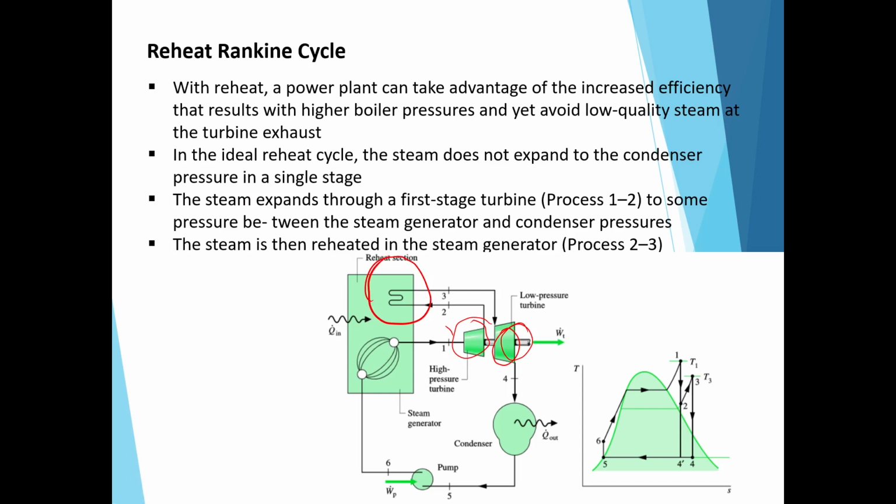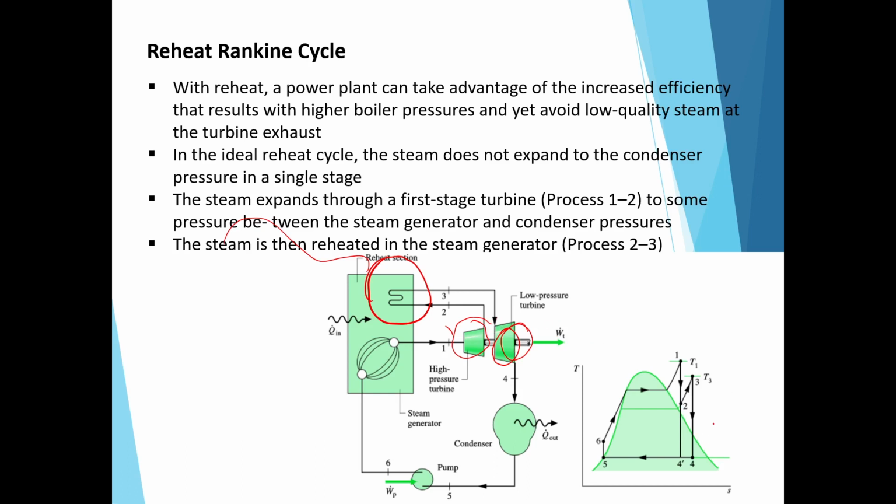So why we are doing this is, the power plant can increase their efficiency by reheating. That's why we are doing this reheating. So with reheat, a power plant can take advantage of the increased efficiency that results from higher boiler pressure, and yet avoid low quality steam at the turbine exit. That means we keep high quality steam at the turbine exits, right.